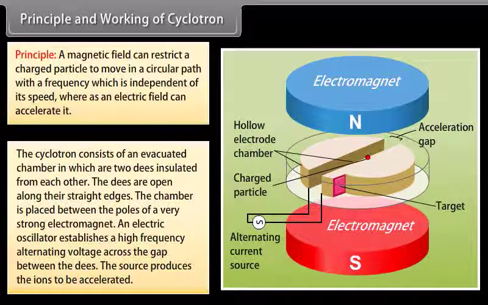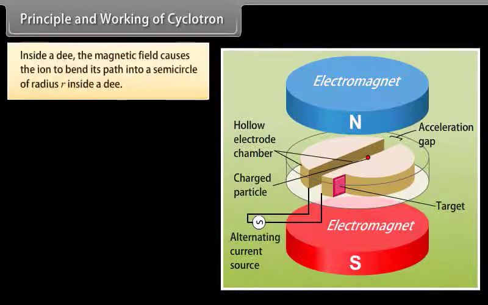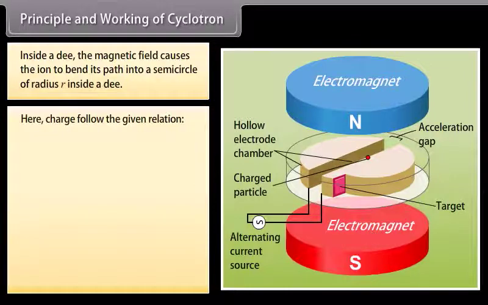Suppose an ion with a positive charge q and mass m is at the center of the gap when D1 is at negative potential with respect to D2. The ion is accelerated across the gap by the electric field between the Ds towards D1. Inside a D, the magnetic field causes the ion to bend its path into a semicircle of radius r. Here, the charge follows the given relation.